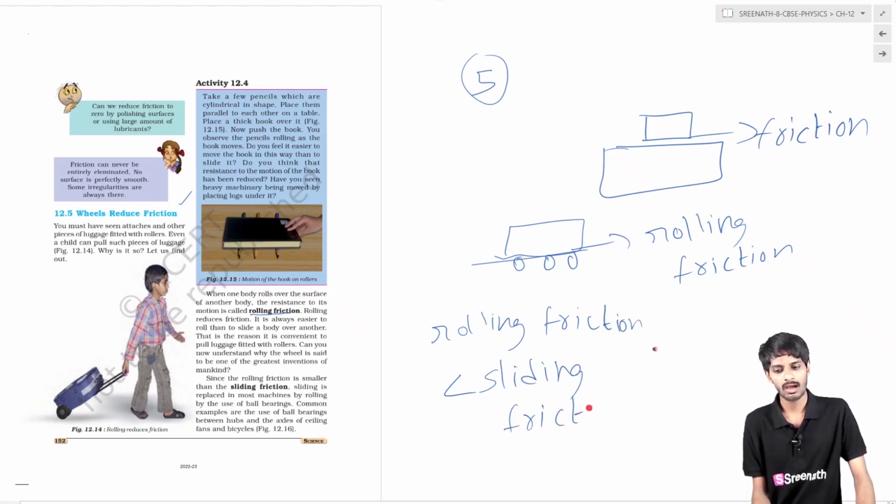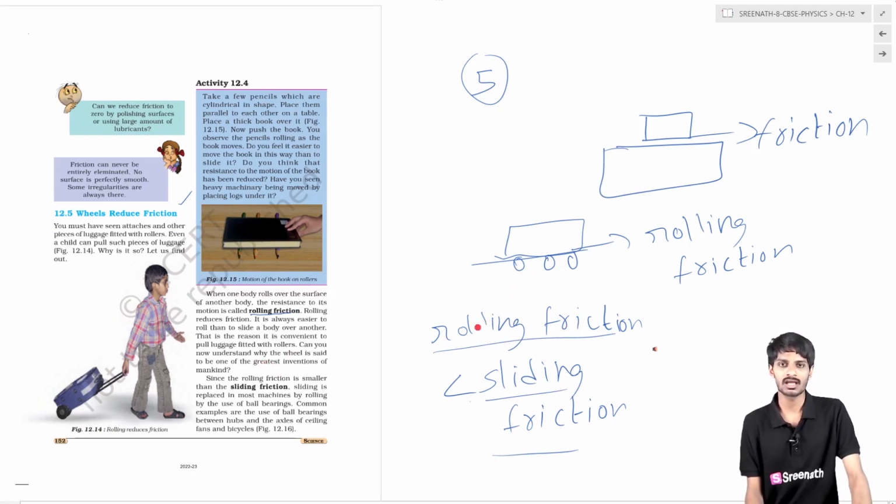Previously, we were sliding books or other objects on one surface, but now we have used rollers, revolving, rotating objects, so that we get rolling friction. The rolling friction is less than the sliding friction. So that's why, in the case of rolling friction, even large weights can be easily carried by a small person when there are wheels.